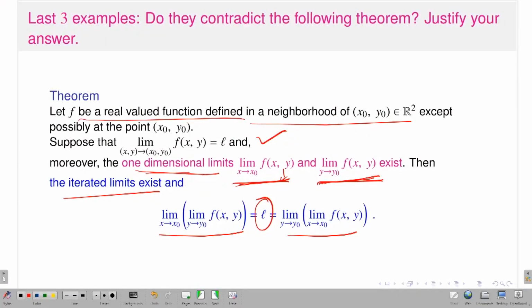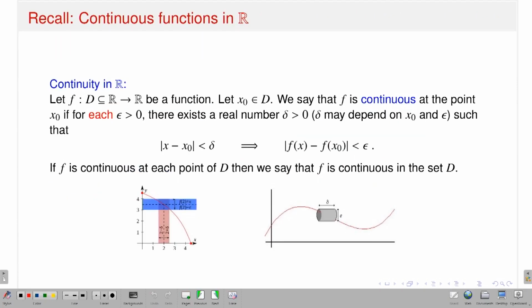Okay, so this is the theorem. To ensure that the existence of the double limit implies the existence of the iterated limits with the same value, I need the existence of the double limit along with the existence of the one dimensional limits, that means the limit as x approaches x0 of f of x, y and the limit as y approaches y0 of f of x, y. If these two limits exist, then all the iterated limits exist, and the value of the double limit is exactly equal to the value of the iterated limits.